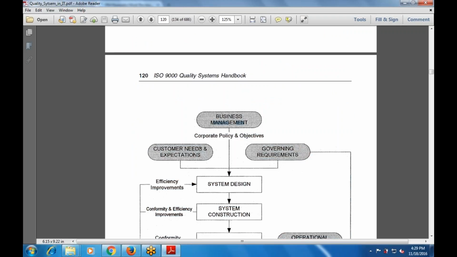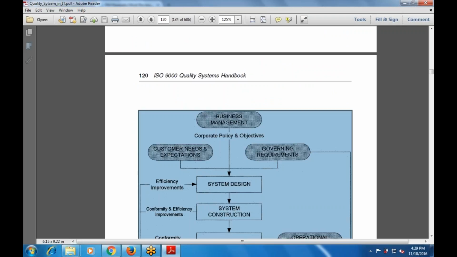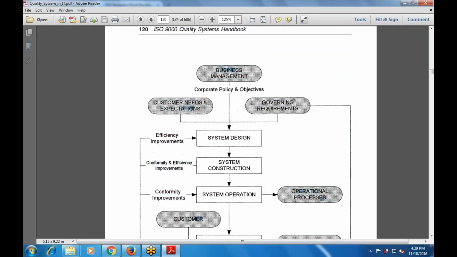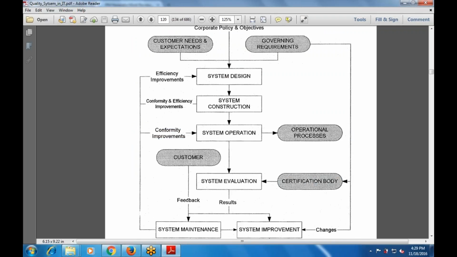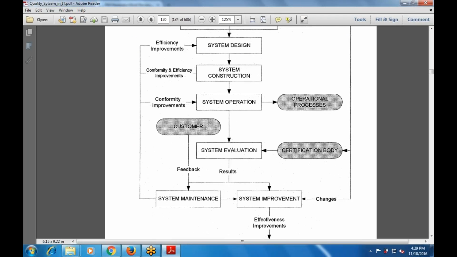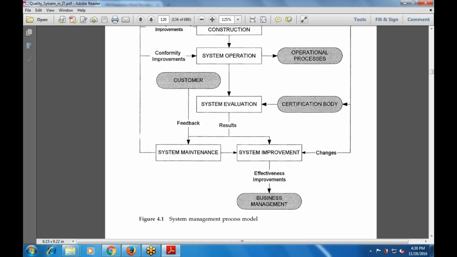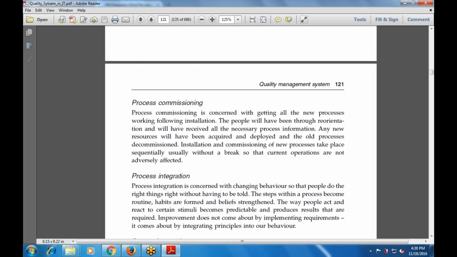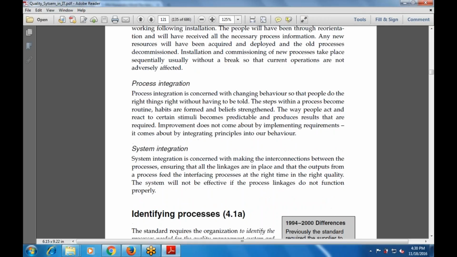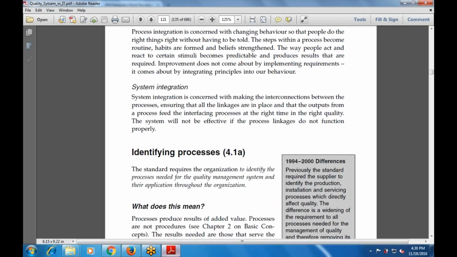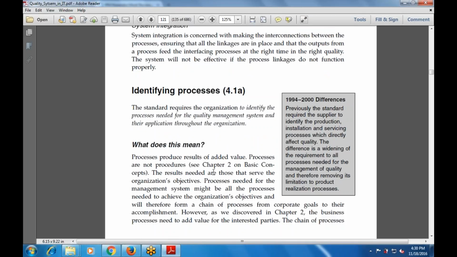This is the business management, customer needs and expectations, governing policies, system design, construction, operation, operator or operational processes, customer system evaluation, certification body, results, maintenance, improvement, changes, whatsoever the data, whatsoever the management technique that is used over here. And the next one is a process commissioning, process integration, system integration. So these are used for identifying the process. These are used for meaning the process, that is used for the quality management system and their application throughout the organization.